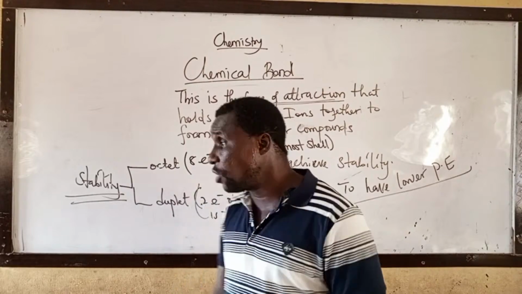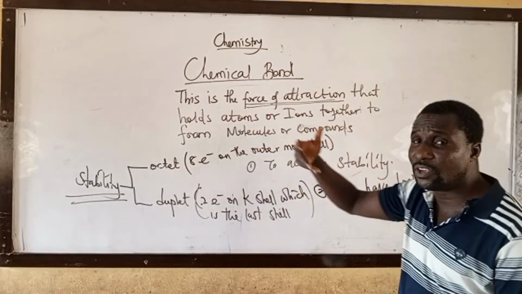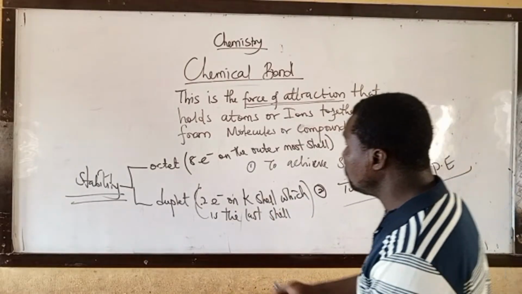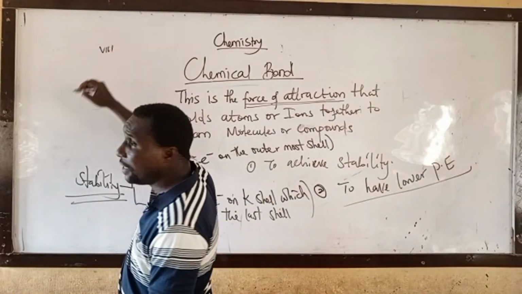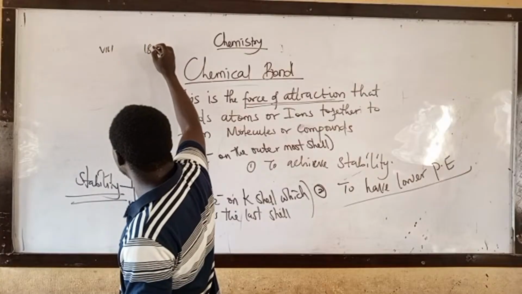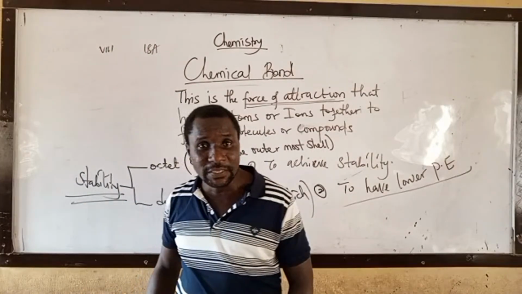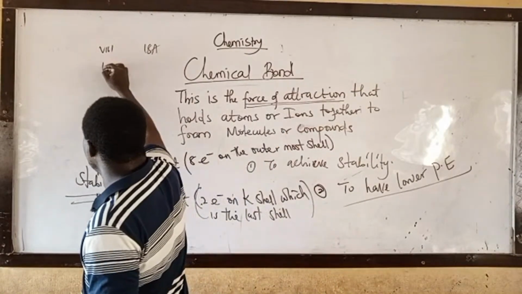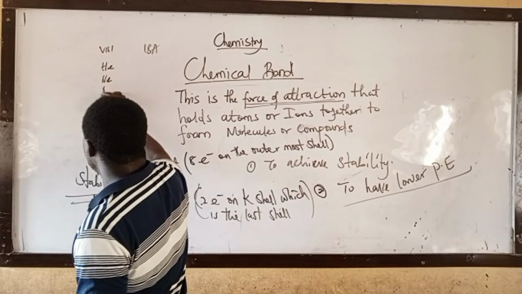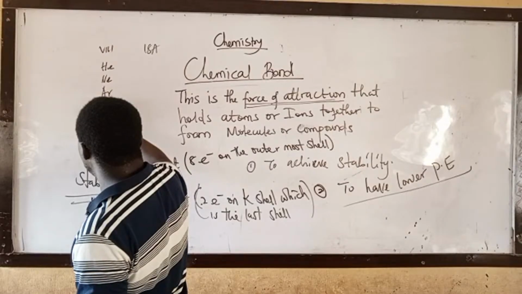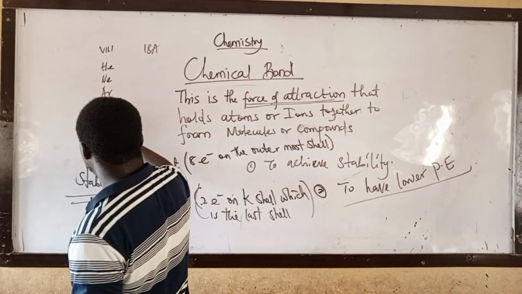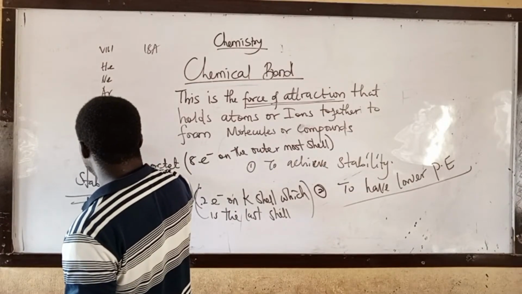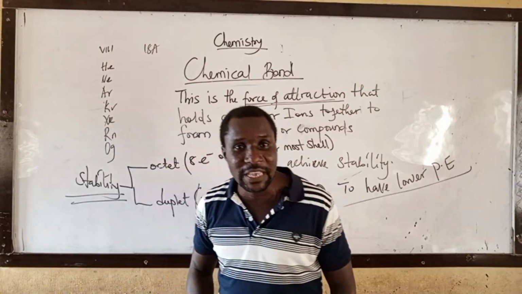You understand? I said the third reason atoms or ions undergo chemical bonding is to have the electronic configuration of what? Noble gases. What are noble gases? That is group 8 elements, or group 18, or group 18A. What are the noble gases? We have helium, neon, argon, xenon, krypton, and radon. These are group 8 elements.